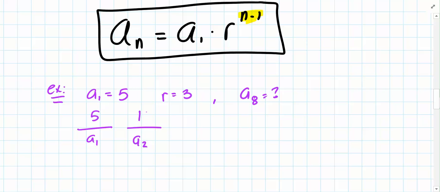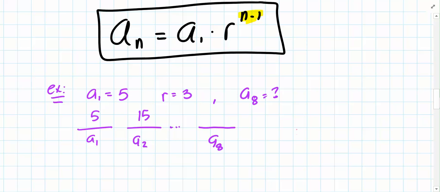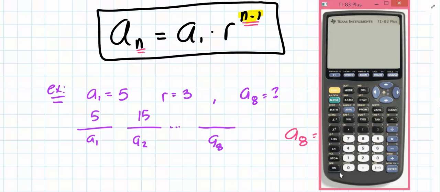15, yeah, very good. Okay, good. So I want to be able to skip up to the 8th term, all right? So using my general term here, a sub 8 has to be the very first term, which is 5, multiplied by the ratio of 3 to the exponent of 7, because I'm going to do n minus 1 of whatever term I'm looking for. All right, so we'll do 3 to the 7th, and then multiply by 5. So 3 caret 7. Enter, then multiply by 5.